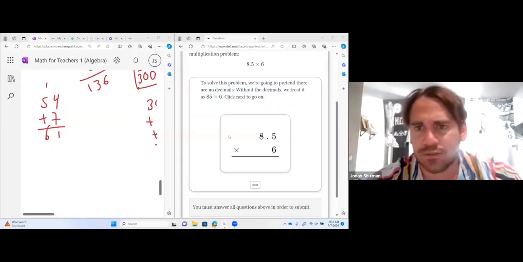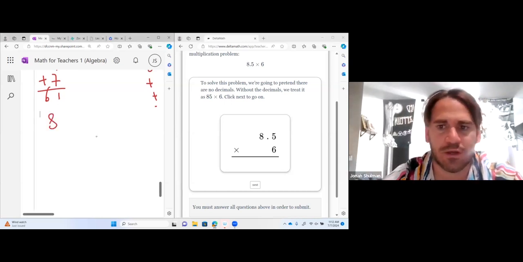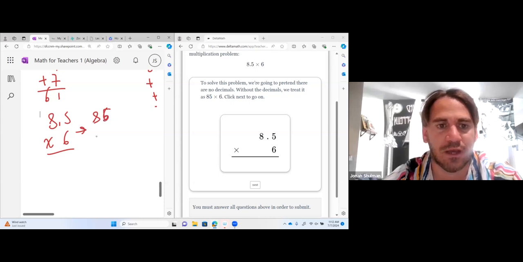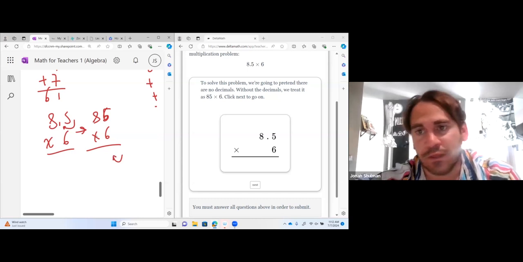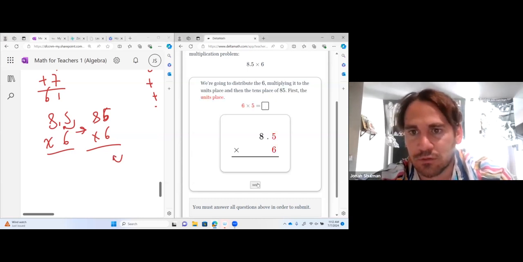All right, we are back in it. Here we go, sharing the screen. All right, so I always show students decimals this way, 8.5 times 6. I really have them think of it as 85 times 6. And then whatever answer we have, one decimal place, one decimal place. That doesn't work for every student, but that's okay. Let's see how it goes.